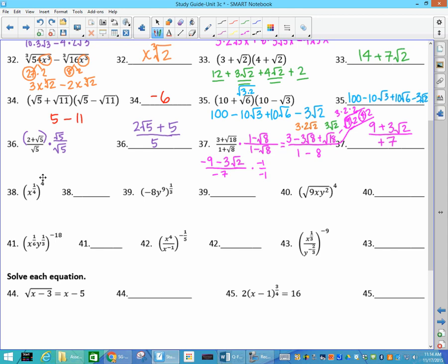X to the 1/4 to the 4th. When you raise a power to a power, what do you do to those exponents? That's 1/4 times 4, and 1/4 times 4 is 1, so that's just x.